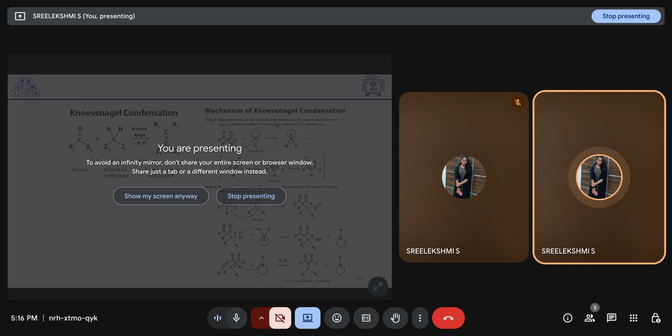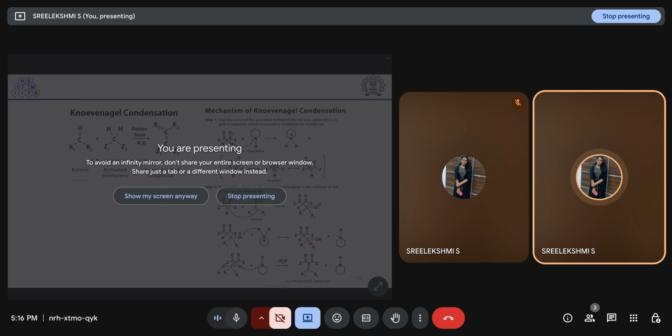So what is the mechanism? Firstly, from this activated methylene compound, deprotonation is taking place, as this piperidine will take this proton and it will form this intermediate, which can exist in this enolate form as well. So once it is in this form, it can attack this carbonyl carbon center and form this intermediate. Then this O minus can take the proton from this piperidine and it will be this OH.